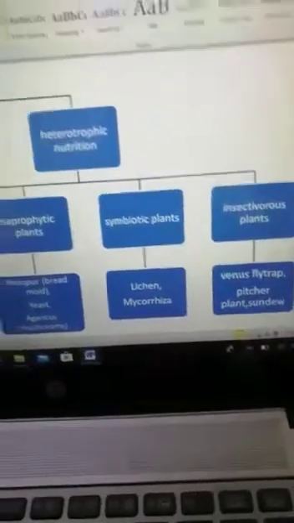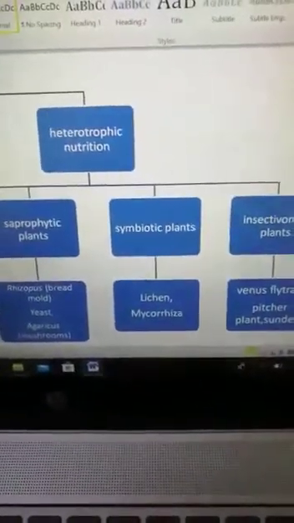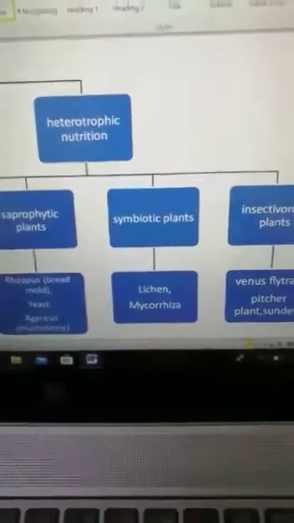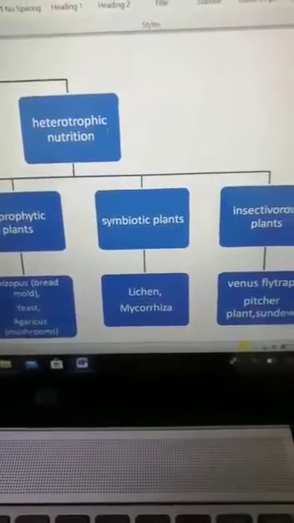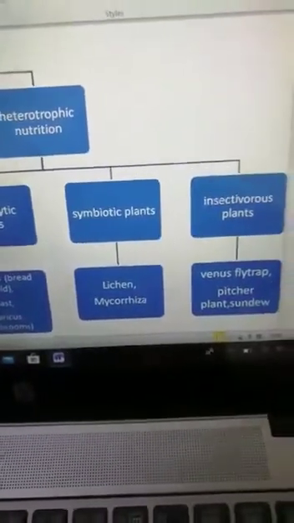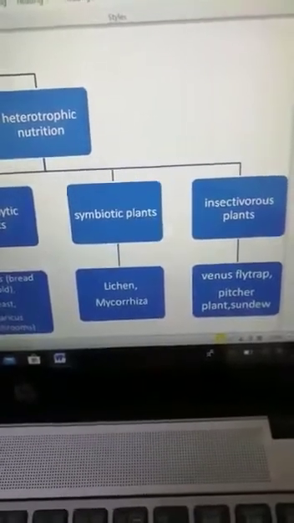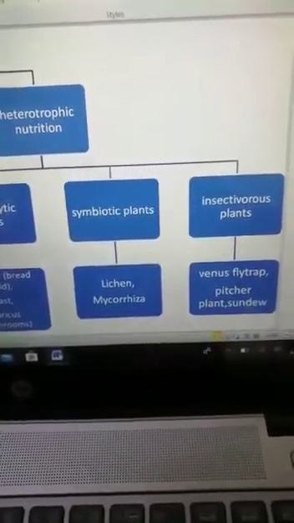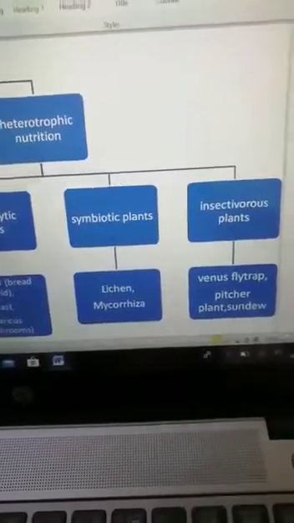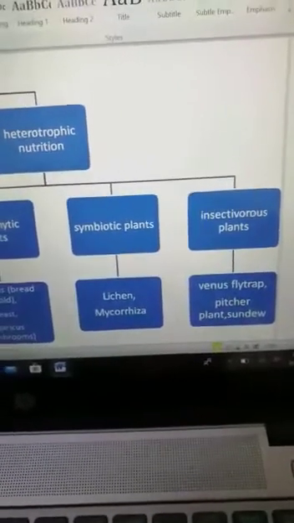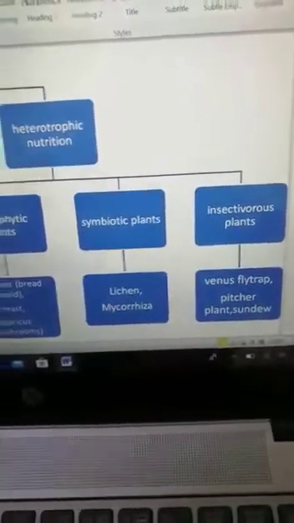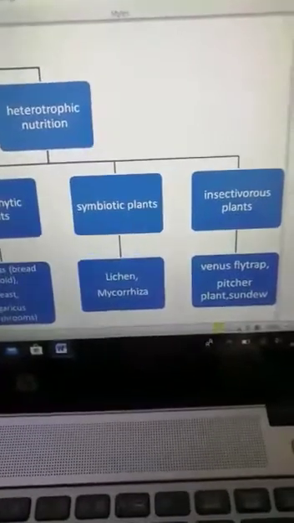The third type of heterotrophic nutrition is symbiotic plants. These plants actually live in association. There are certain plants that grow on other plants and share their food material. None of the plants are harmed from this association. Such plants are called symbiotic plants. Their examples are lichen and mycorrhiza.